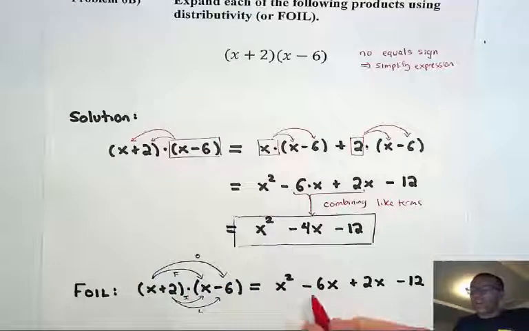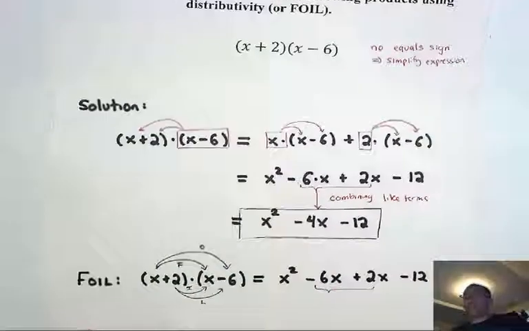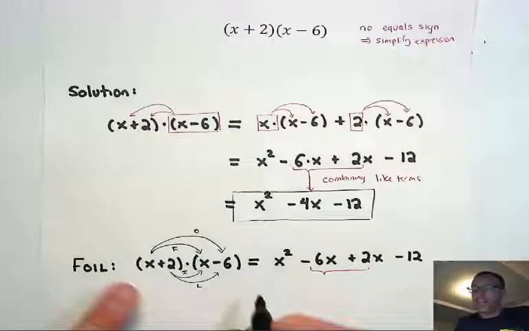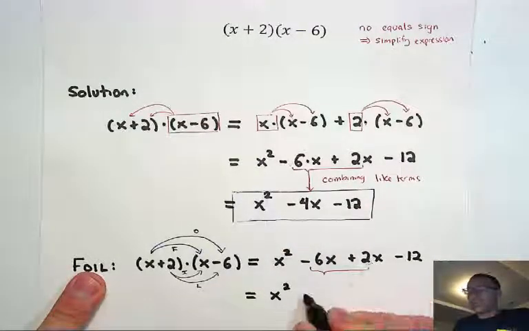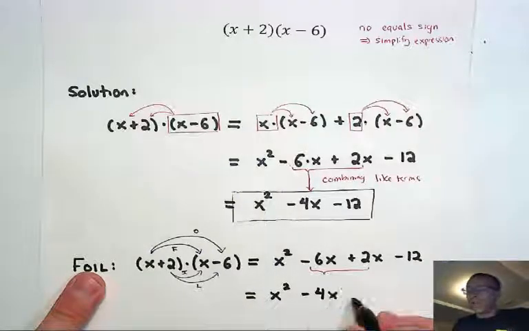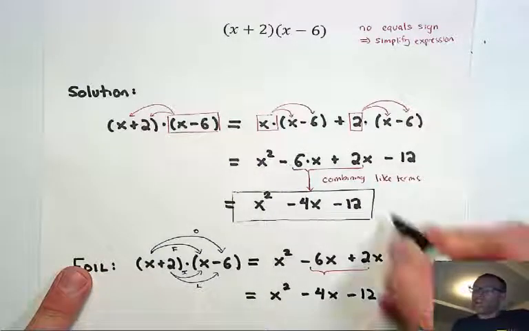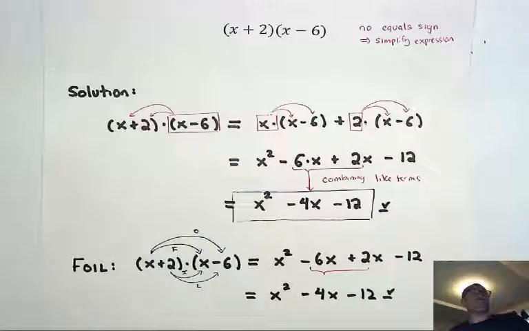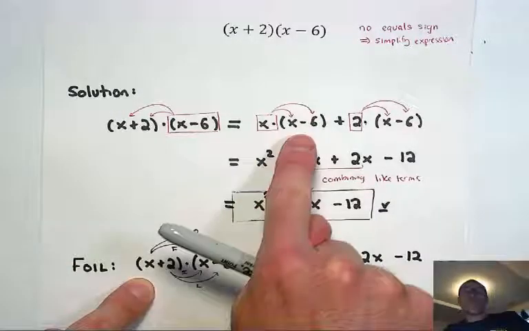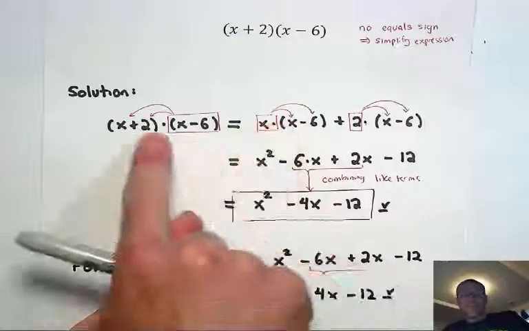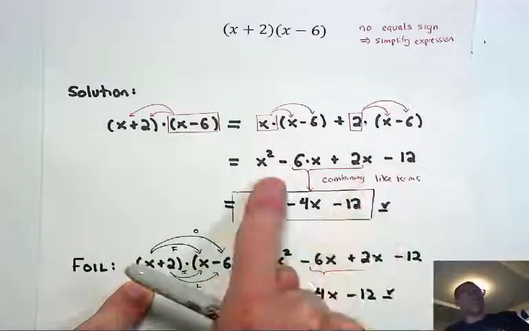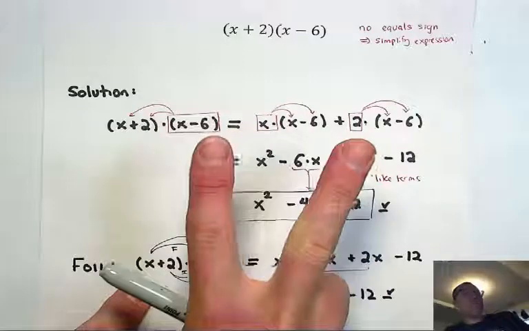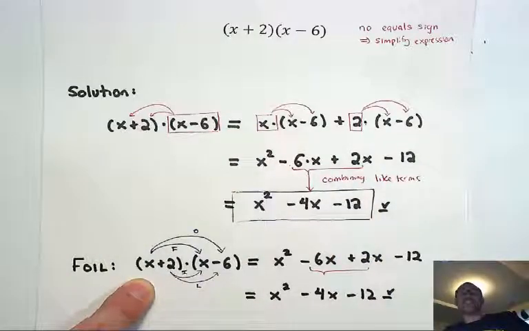Once again, we follow up with the concept of combining like terms, just like we did in the process of distributivity. Minus 6x plus 2x, that's a total of minus 4x, minus 12. Lo and behold, we get the same answer out. FOIL allows us to skip the original step of right distributivity and gets us right to the middle step here, which was actually 2 applications of distributivity.